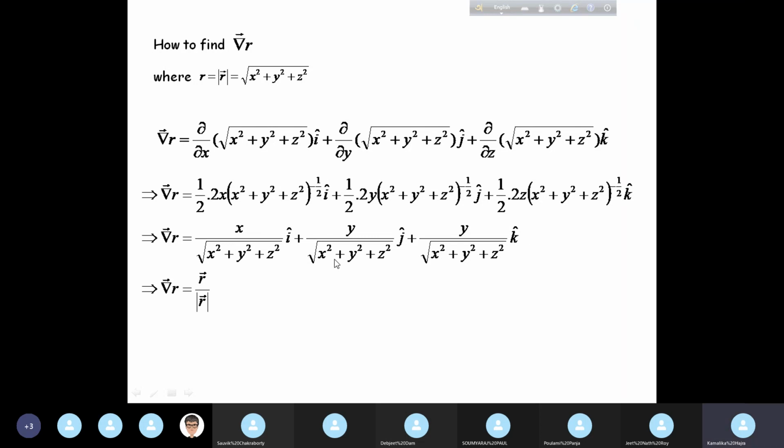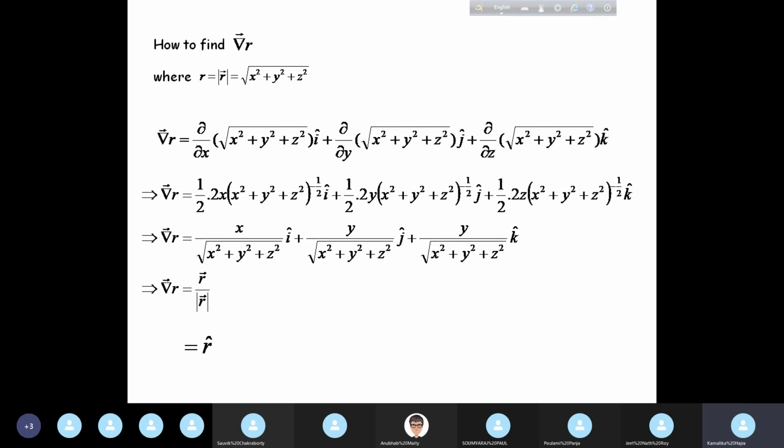Okay, in the denominator. So what do we have in the numerator? We have x i cap plus y j cap plus z k cap. Okay, so that is nothing but the position vector r. And in the denominator, we have root over x square plus y square plus z square, which is nothing but mod r. So grad of r is equal to vector r divided by magnitude r, which is, what is a vector divided by its magnitude? Can someone unmute and answer? The unit vector. The unit vector, very good. So grad r is equal to r cap.